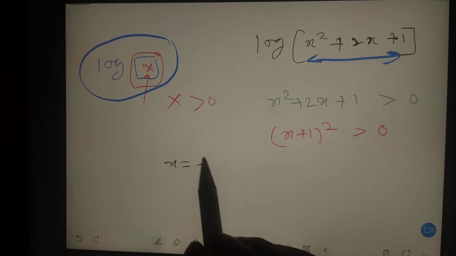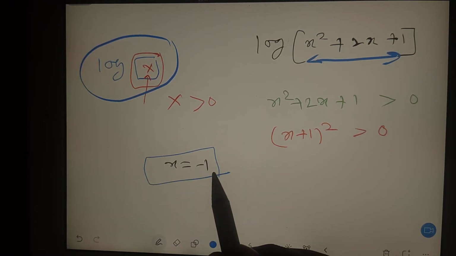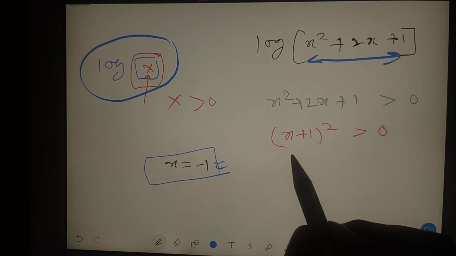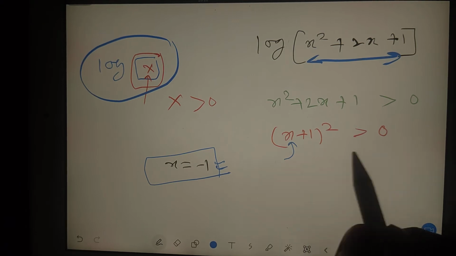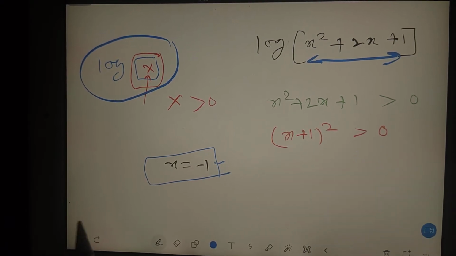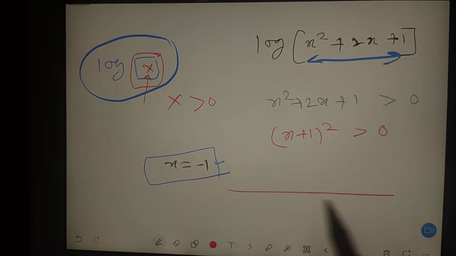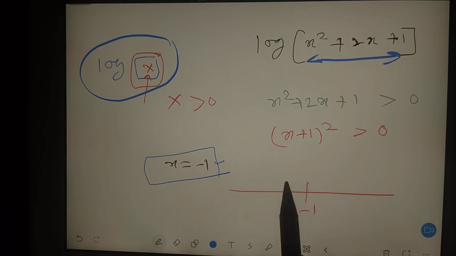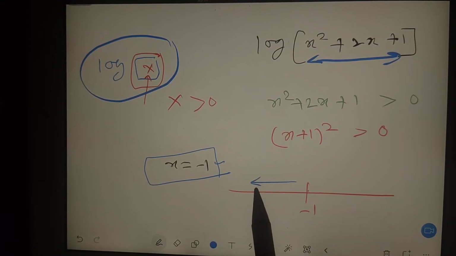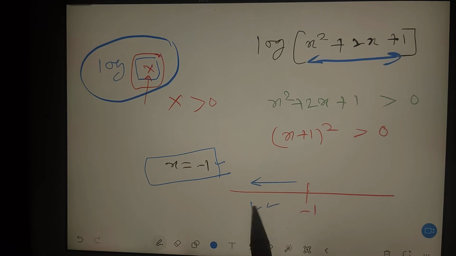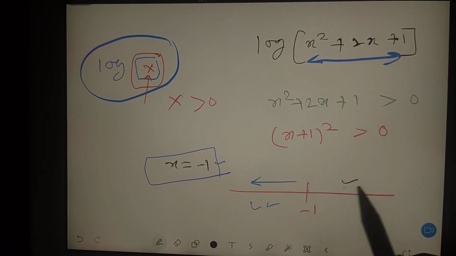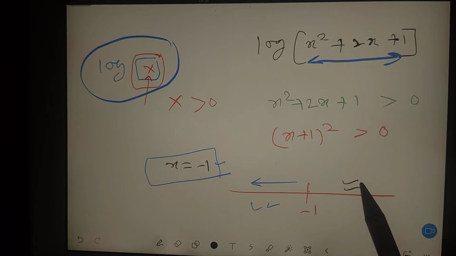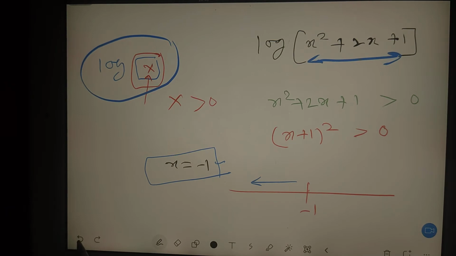So now we will check how I am getting x equal to minus 1. I am getting x equal to minus 1 because if I substitute minus 1 here, I will get 0, which is not allowed. So on the number line you put minus 1 here, and below minus 1 you cross-check any value. If that value is satisfied, then all the values will be satisfied. In the same way, for more than minus 1 you choose any value and substitute, and if any one value satisfies, all the values will satisfy your domain.